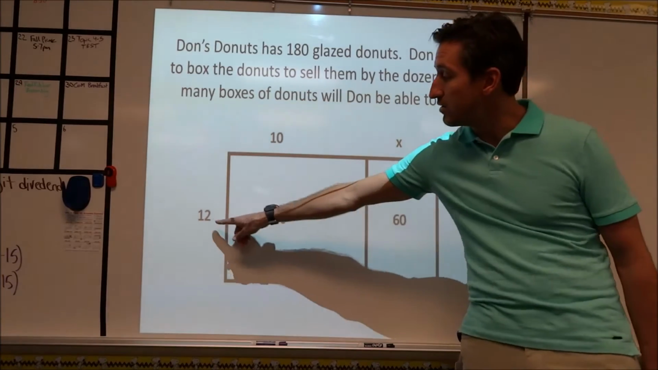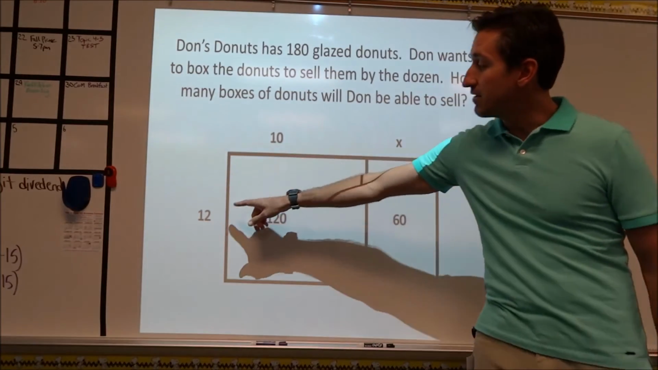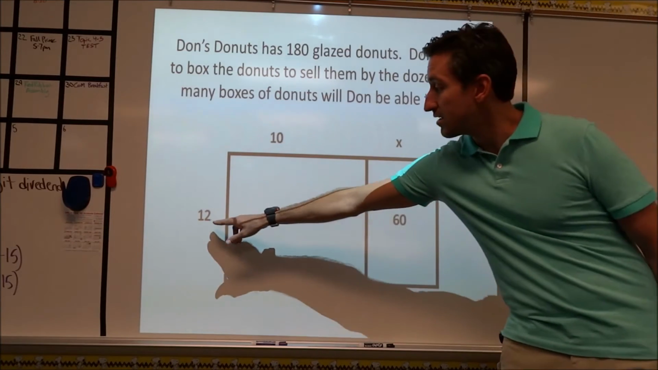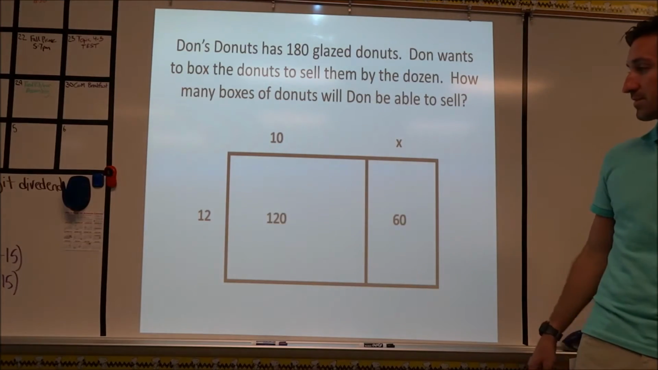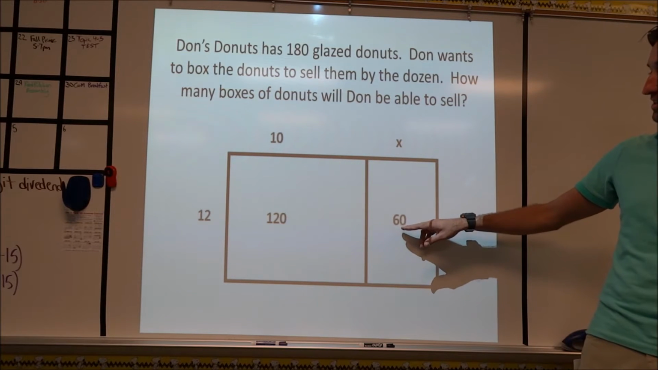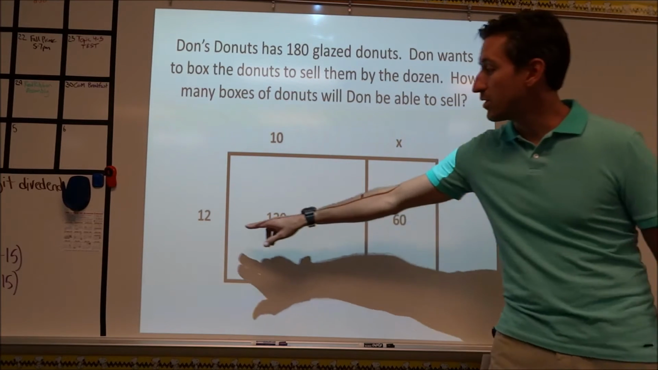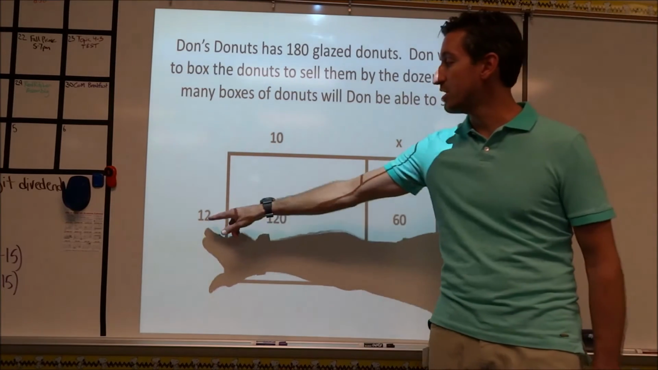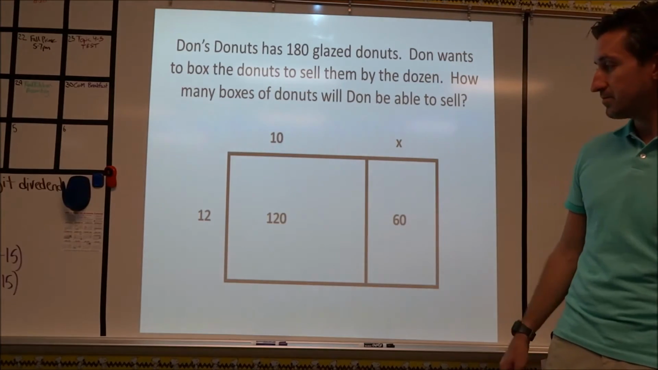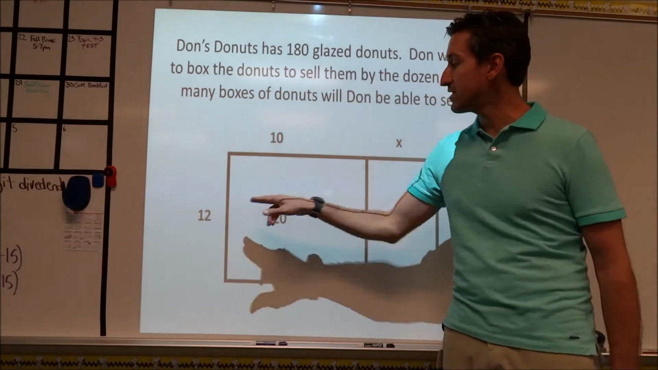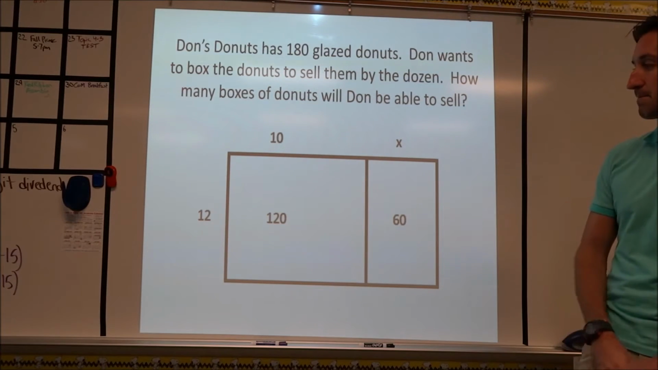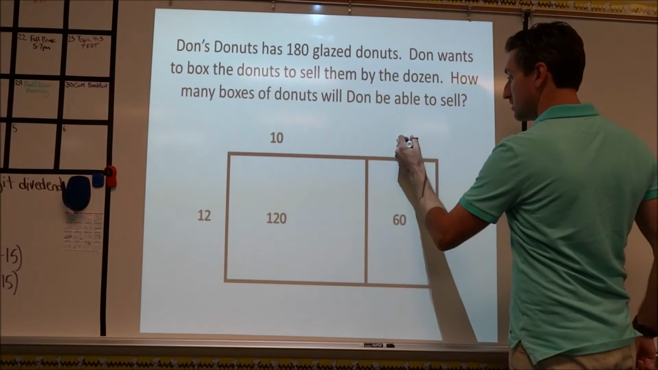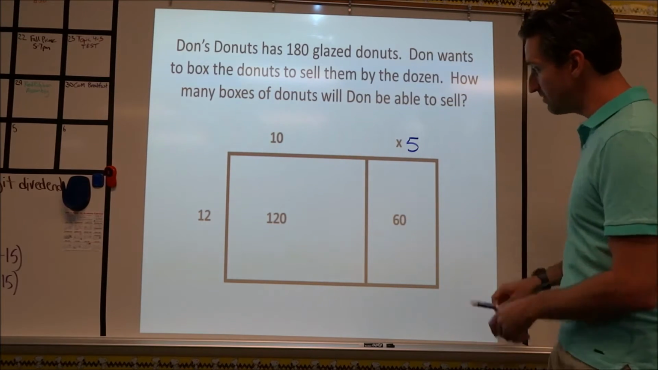I know that there's 12 in 1 dozen. So they have 12 here, and then they've separated 10 to make 120. What's left over is 60. So we have to come up with what is 12 times something equals 60. I know that 12 times 10 equals 120. Now I need to figure out 12 times what equals 60. I know that 12 times 5 equals 60. So x must represent 5.